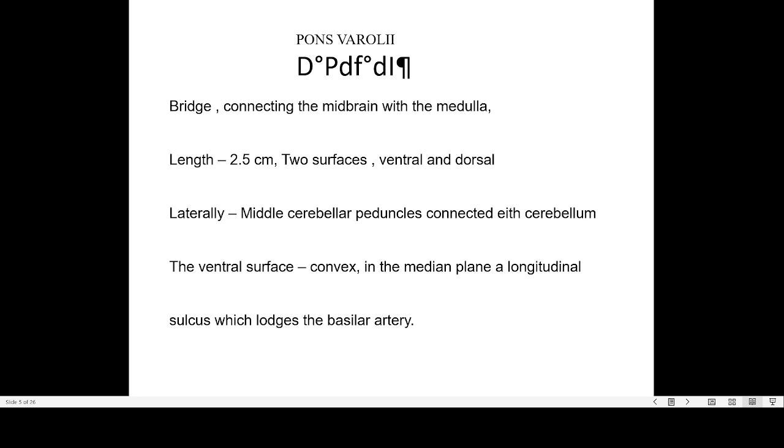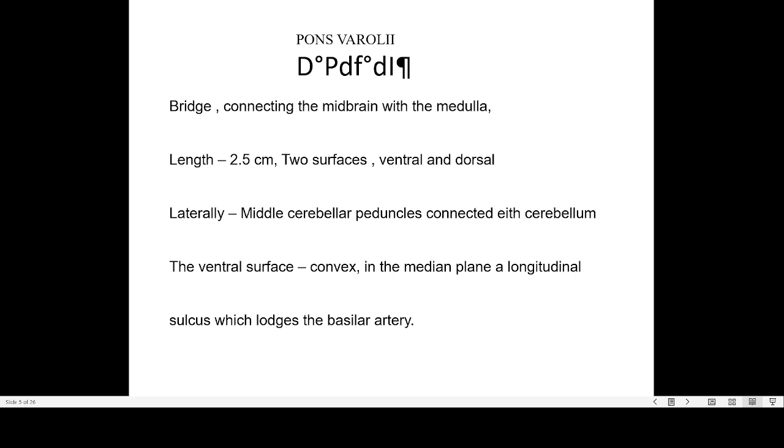The length is about 2.5 centimeters and it has two surfaces, ventral and dorsal. Laterally, the middle cerebellar peduncles connect with the cerebellum. The connecting fibers are usually called peduncles, the group of fibers which connect from the pons to the cerebellum, that is in the middle portion.